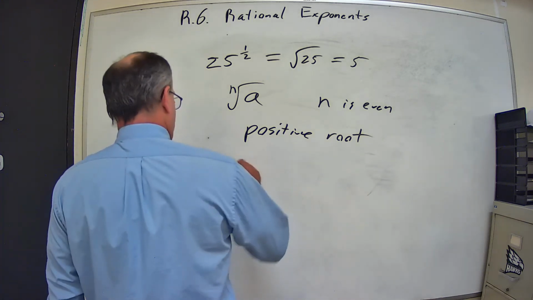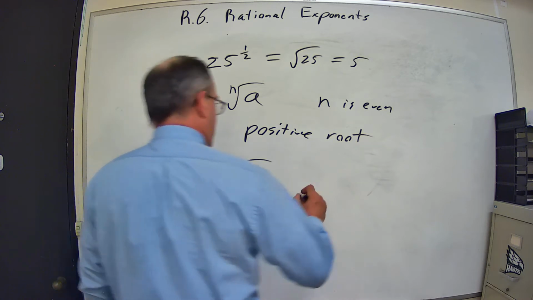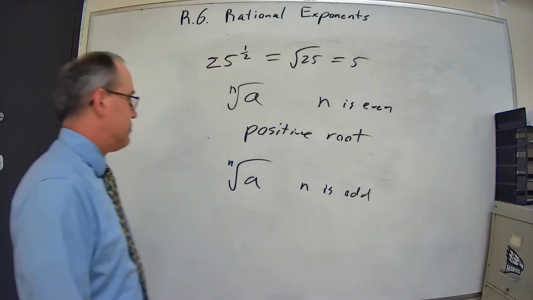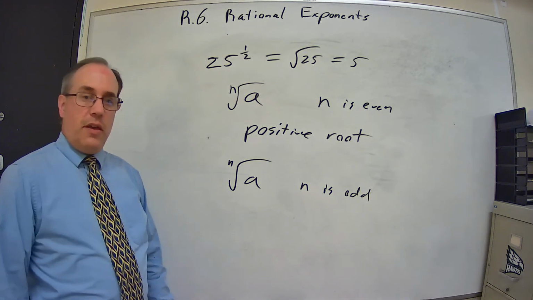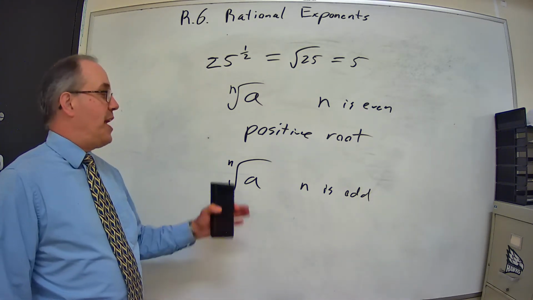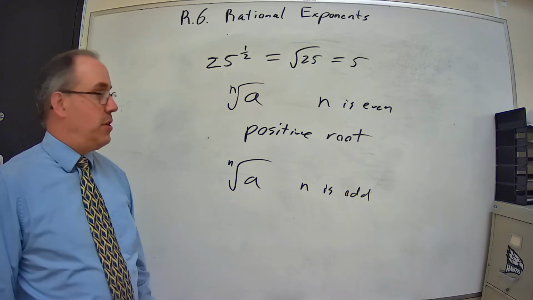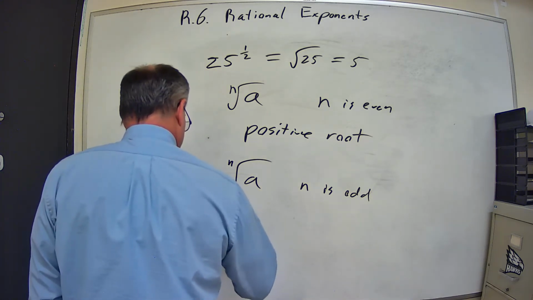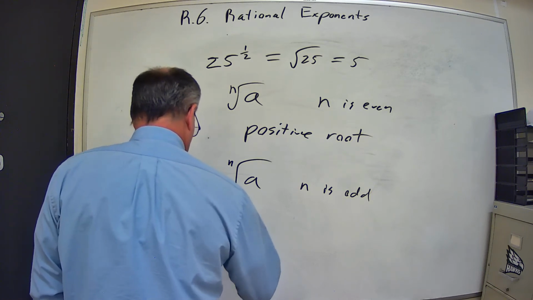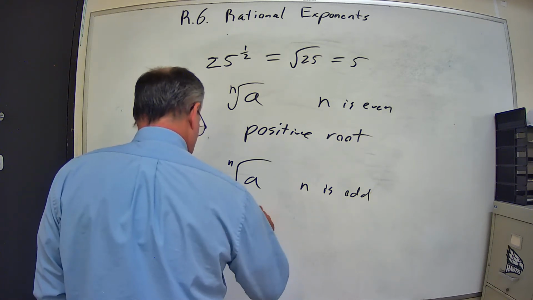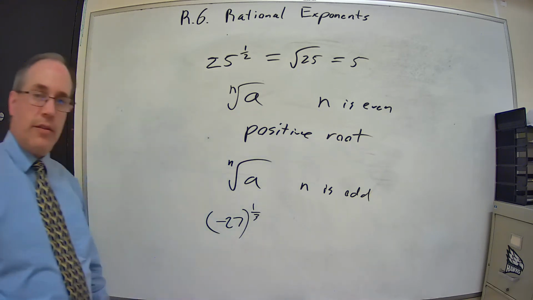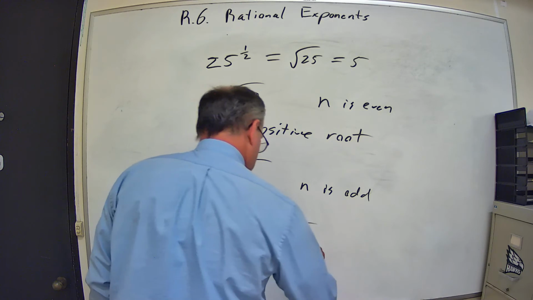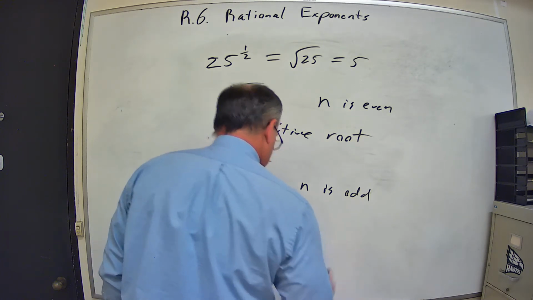If n is odd, then we can deal with a positive or a negative root. Right? If we have this, let's go -27 to the 1/3. That's the cubed root of -27.